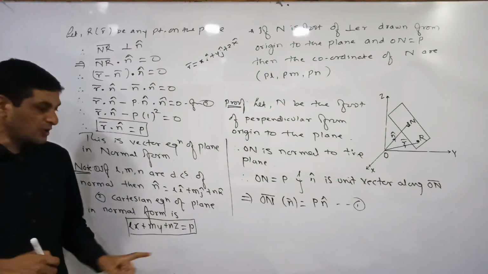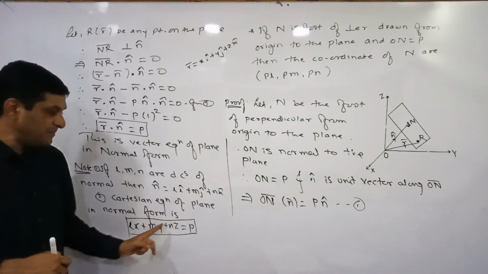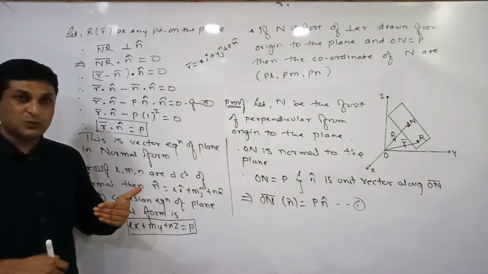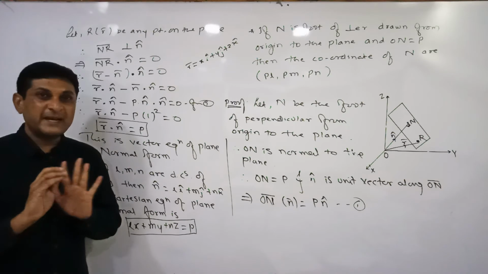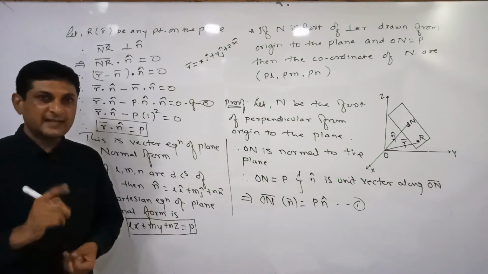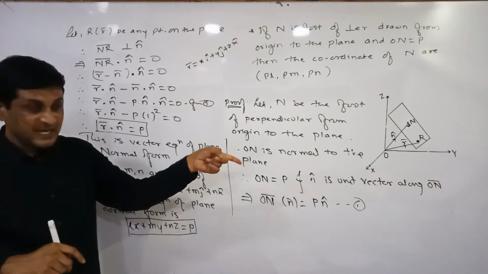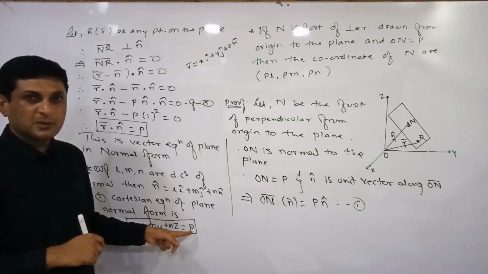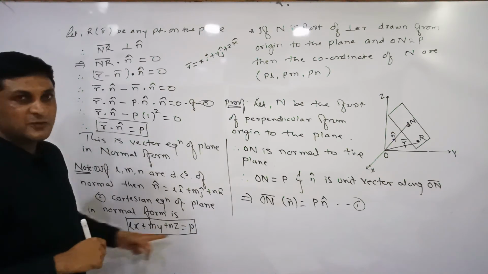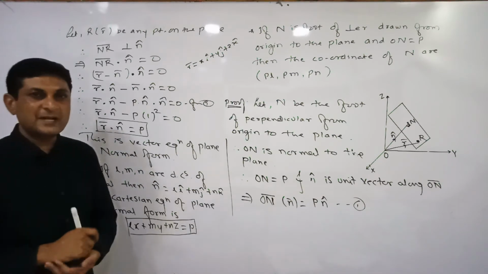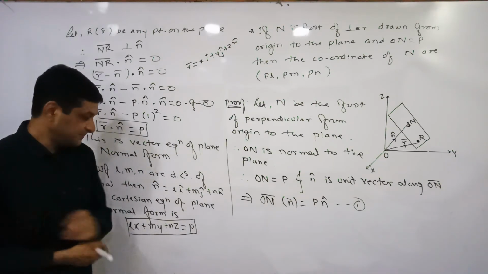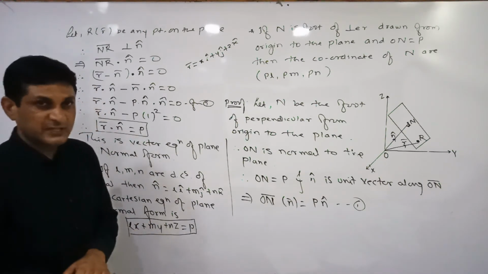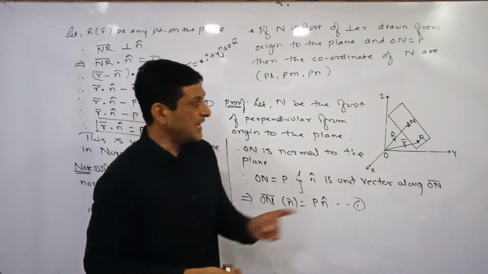To apply this formula, we will require l, m, n, meaning the direction cosines of what? The normal. A plane does not have direction cosines, a line does, and in this case that line is nothing but the normal to the plane, and p is the distance of the plane from the origin. If these values are given to us, this formula can be applied to find the Cartesian equation of the plane.